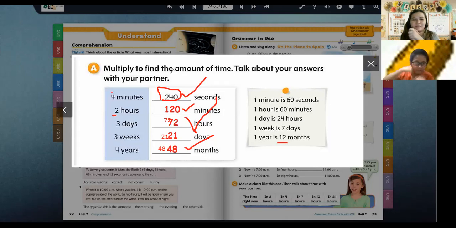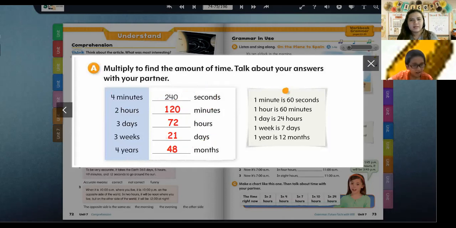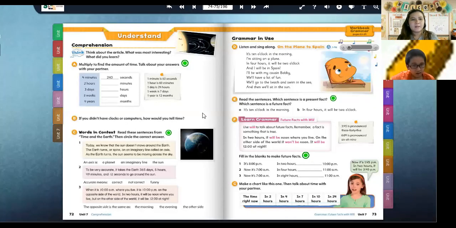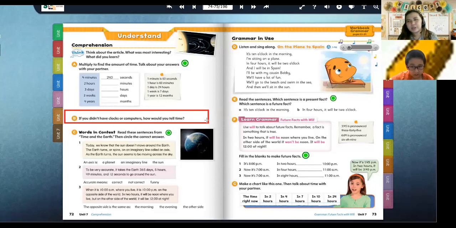You're really good at math. Great job, Vivo. So I can see that it's very easy for you.